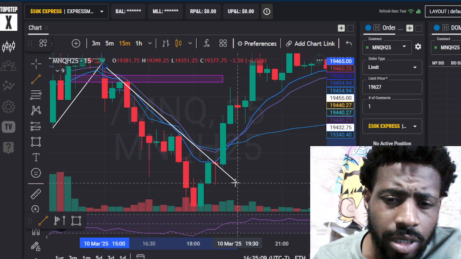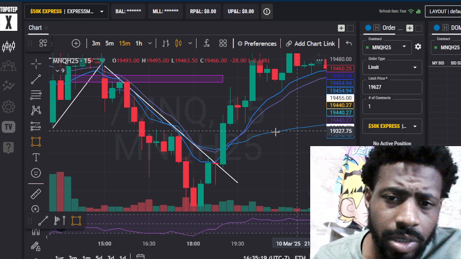Breaks out to the upside. Okay, wait for a pullback from here to here, which it did. Had a nice little pullback. Okay, did not engulf yet, but a nice little pullback. So I went into here. Then probably have my stop loss along.